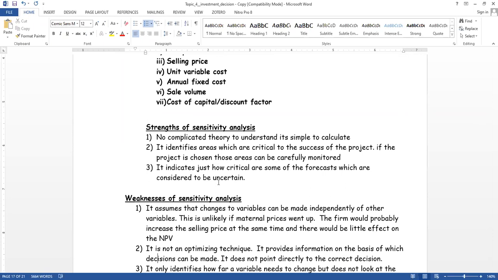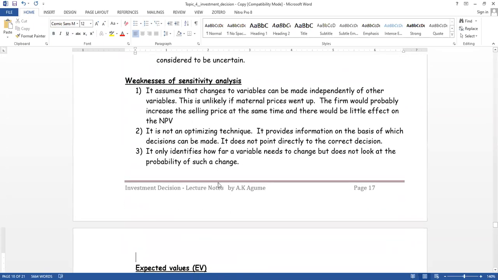Then weaknesses. Some of the weaknesses is that, one, it assumes that changes to variables can be made independently of the other variables. And this is unlikely, especially if this should be material. If material prices went up, not matter. Okay, so please change that in your notes.